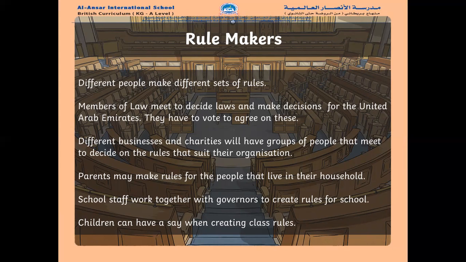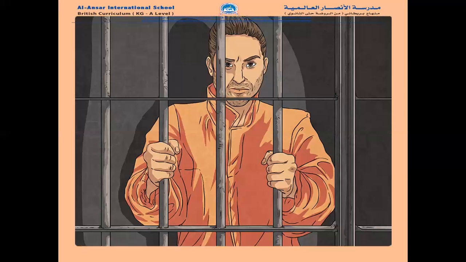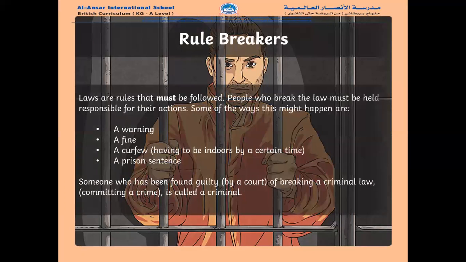Different businesses and charities will have groups of people that meet to decide on the rules that suit their organization. Parents may make rules for the people that live in their household. School staff work together with governors to create rules for schools, and children can have a say when creating class rules. Now, what about those who break the rules, who are the rule breakers?